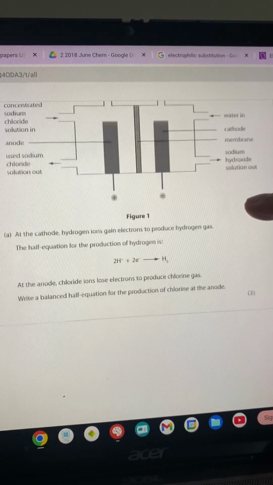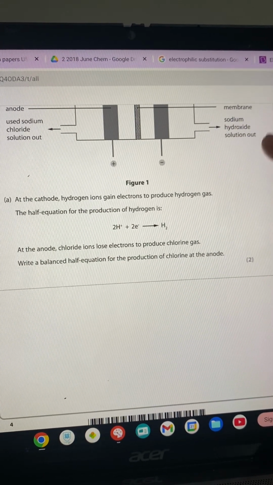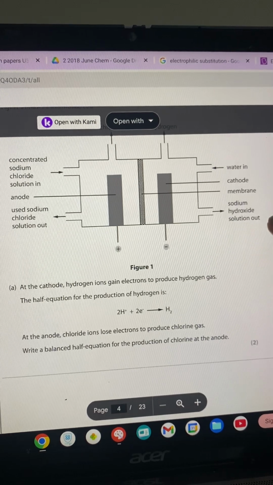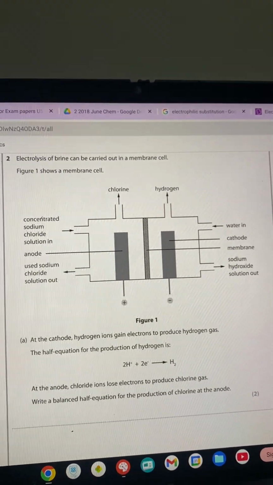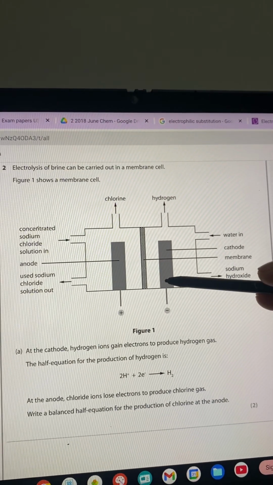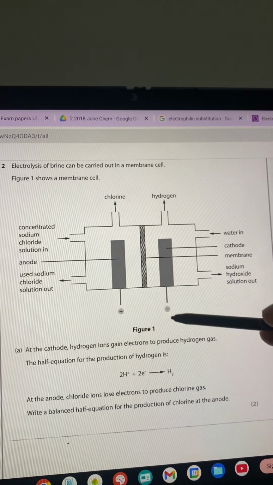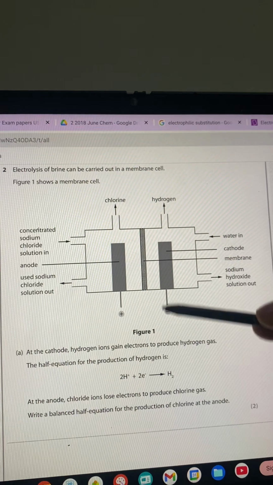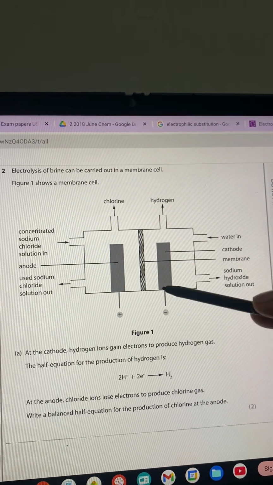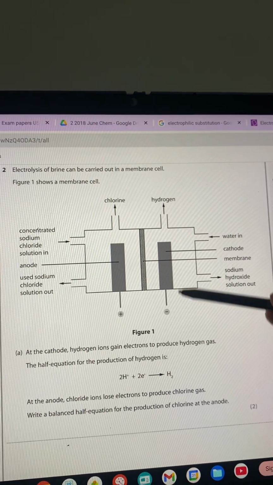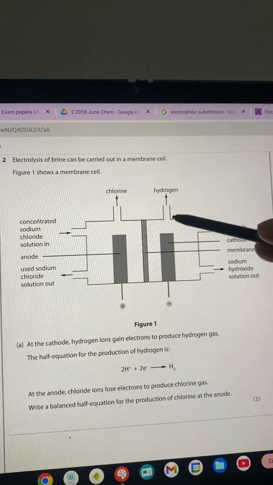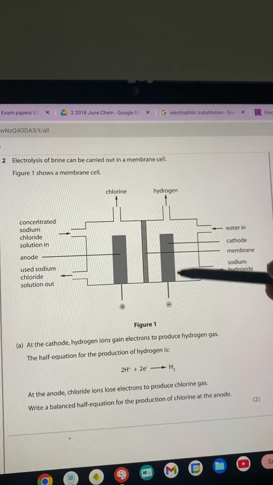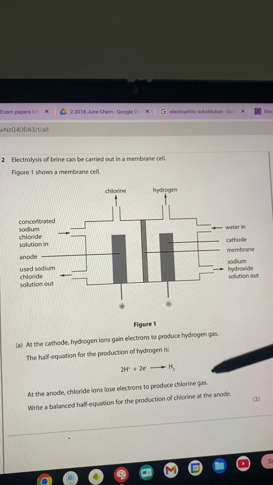Okay, now it says that at the cathode hydrogen ions gain electrons to produce hydrogen gas. You can see that here. So cathodes are negatively charged electrodes. This is a cathode. They attract cations. Cations are positive. Okay, so they attract those cations. That's why they are cathodes. These electrodes are cathodes. So yes, at the cathode, hydrogen is produced.